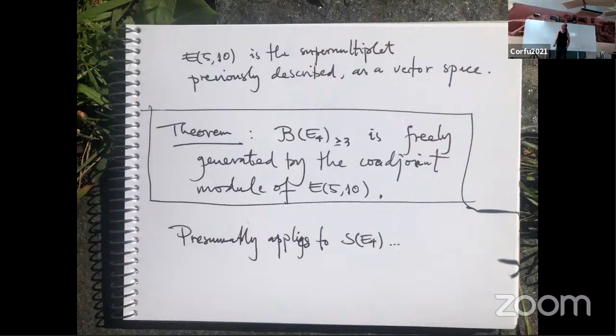I would have liked to say this about the tensor hierarchy algebra. 2 minutes, yeah, that's exactly what I'm planning to spend. But we haven't been able to prove that the tensor hierarchy algebra coincides at positive levels. If that's true, I could have said about S of E4 that it consists of the freely generated by the co-adjoint module. That is exactly half of the tensor hierarchy algebra, and the mirrored half is just a dual thing. This is an interesting statement, I think.